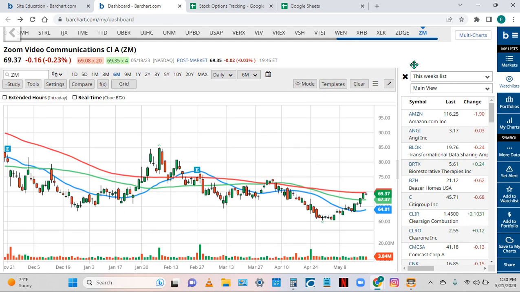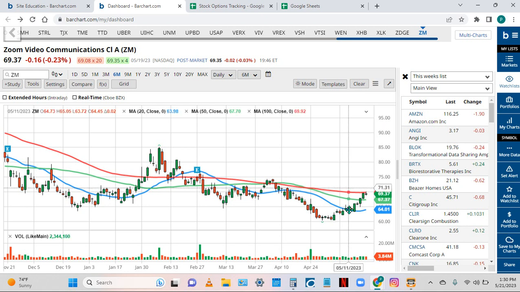Finally, Zoom, ZM. The stock has definitely been sold off considerably. Still has a longer term moving average going lower. In fact, all three are going lower. So this is on the list this week because we've had a nice move up over the past few weeks. You see these kind of taking the steps up. It's accelerated into this area where it could sell off.